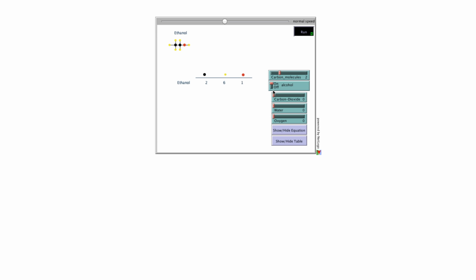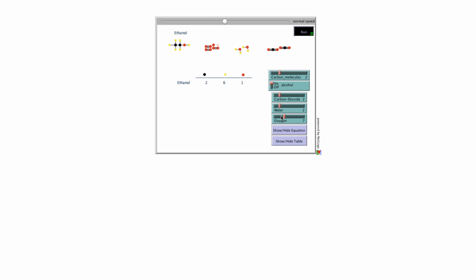The next three sliders, labeled carbon dioxide, water, and oxygen, allow for the addition and removal of individual molecules of the other compounds involved in oxidizing or burning hydrocarbons. As the sliders are moved, ball and stick representations of these molecules appear and disappear across the top. The carbon dioxide and water sliders add complete molecules. For oxygen, the slider adds individual atoms.